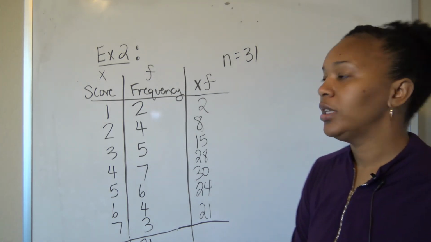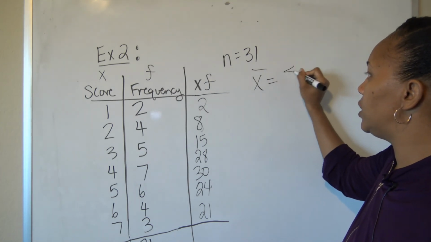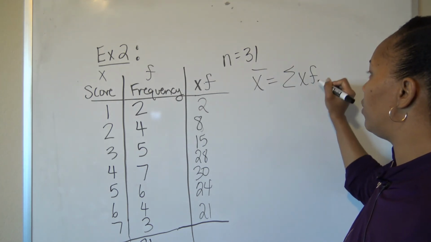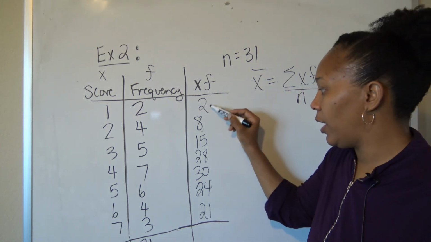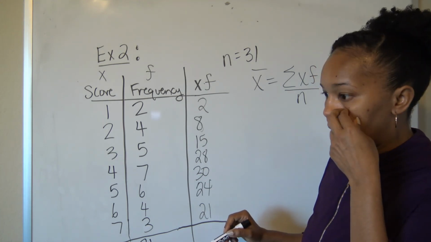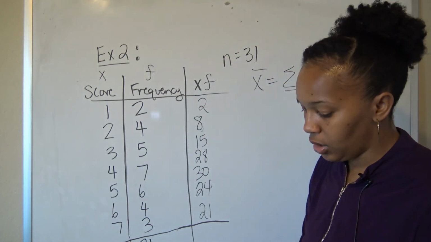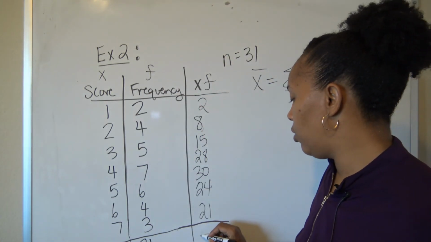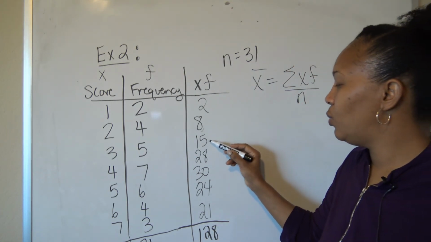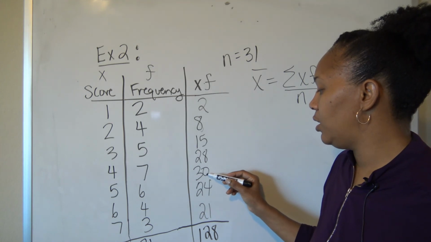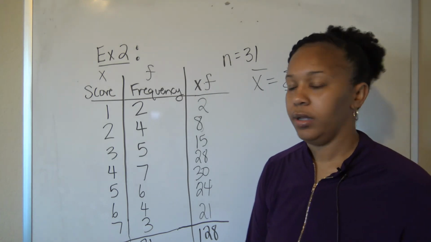Okay, so remember the formula for the mean using the frequency distribution is the sum of all the x times f's divided by n. So the next thing I want to do is add all of these up, okay? And so you can actually plug these in your calculator, or you can do them by hand. And so when I add all of these up, I get a total of 128. All right, 2 and 8 is 10. That's 25, that's 53, that's 83, that's 107. Yeah, plus 21 is 128, okay?